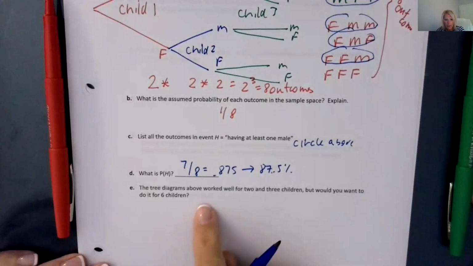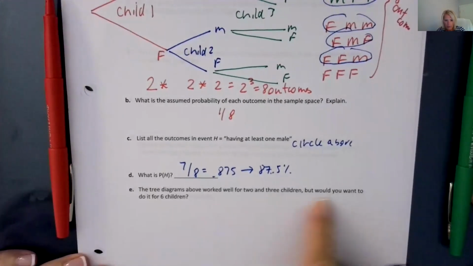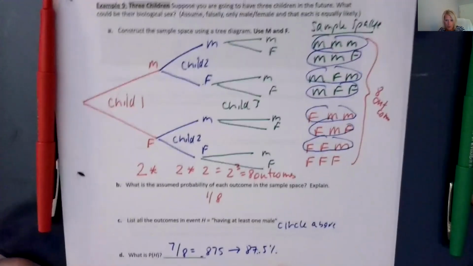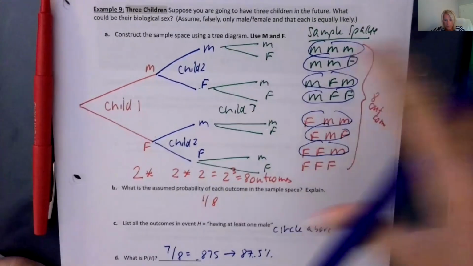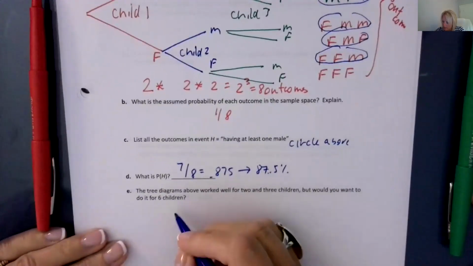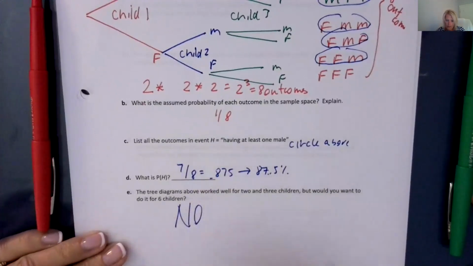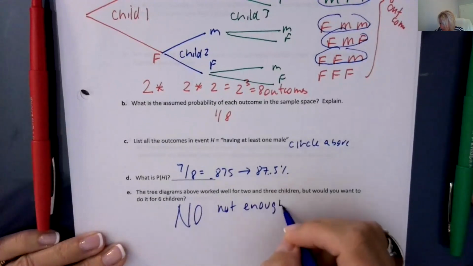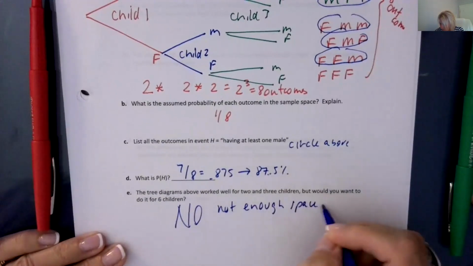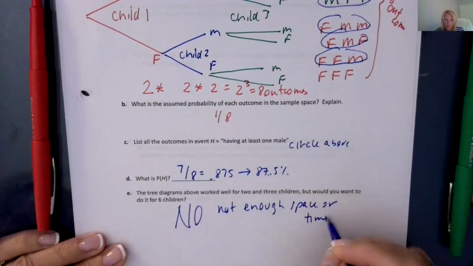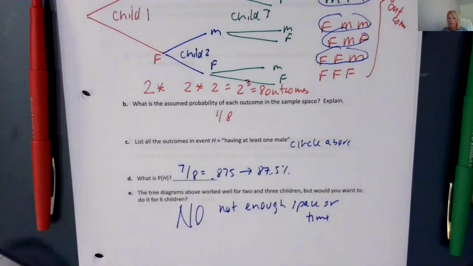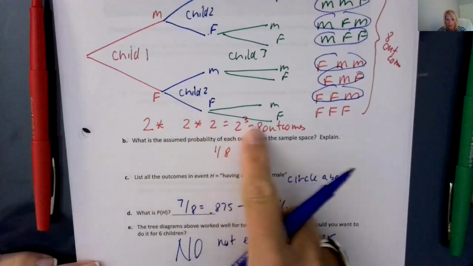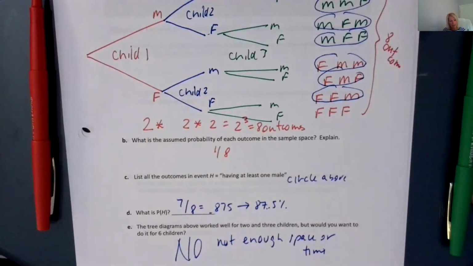The tree diagram above was for 2 and 3 children, but would you want to do it for 6? Can you imagine how big this would be? You'd need a whole wall to do this. So no, not enough space, right? Not enough space or time. So we want to have more of a mathematical way to figure out how many outcomes are in our sample space without having to write them all out. So we're going to use something along this multiplication thinking here.